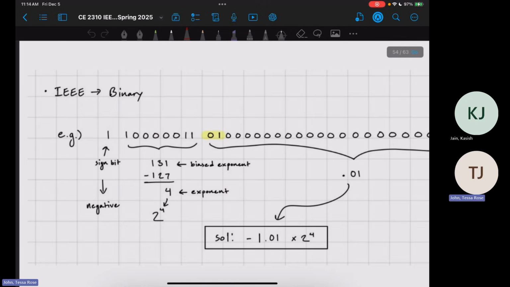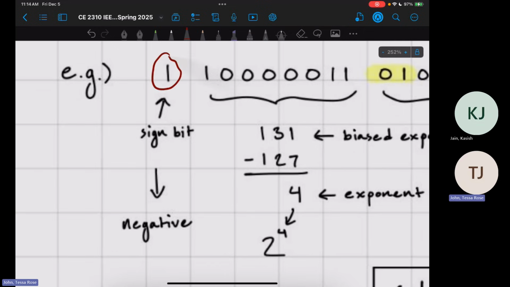Okay, this is IEEE to binary. It's basically we just do the opposite of what we just did. So the first bit we know is our sign bit.